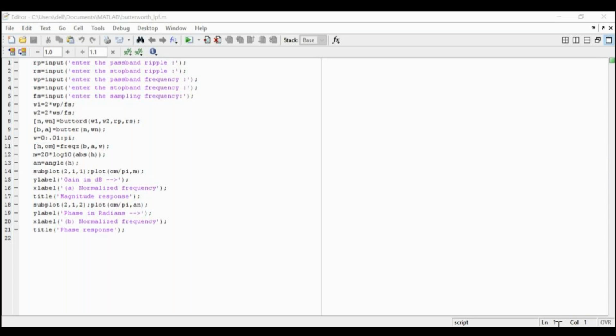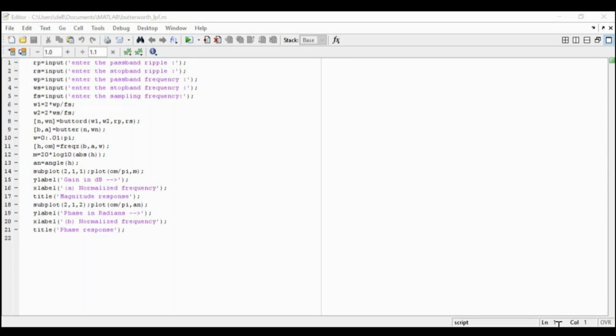After that, M is equal to 20 log 10 of ABS of H. You are calculating the magnitude of that, so you are getting the dB value. Why are you going for dB? Because the gain is very large. If the value is very large, then you go for the dB scale, such that you minimize it on a logarithmic scale.